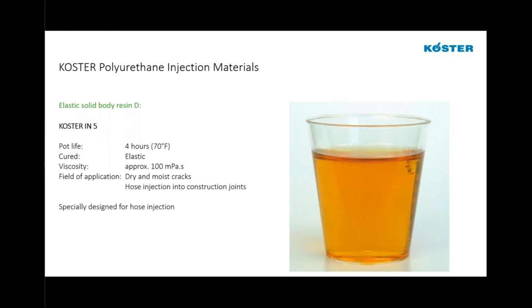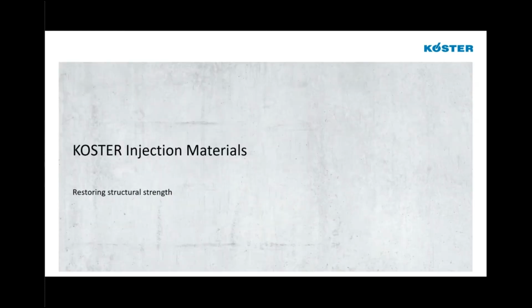Finally, we have the IN5 with an even longer pot life, about 4-hour pot life for dry or wet cracks. This is specifically designed for hose injection with its longer pot life and its lower viscosity that allows that to penetrate after the hose injection into all those voids in a construction joint or any kind of joint where that hose has been installed to permanently seal the application.